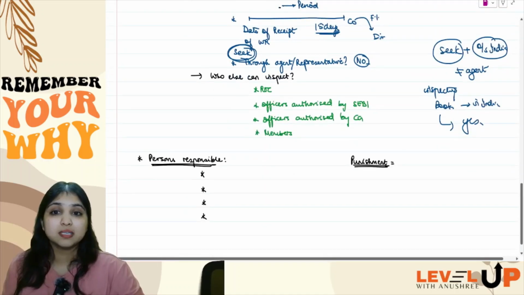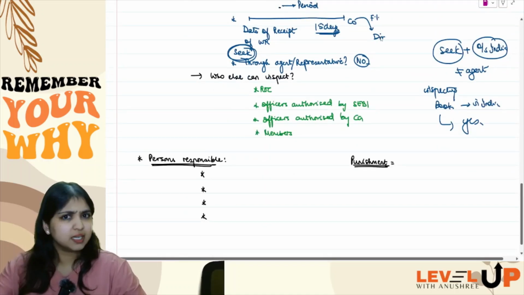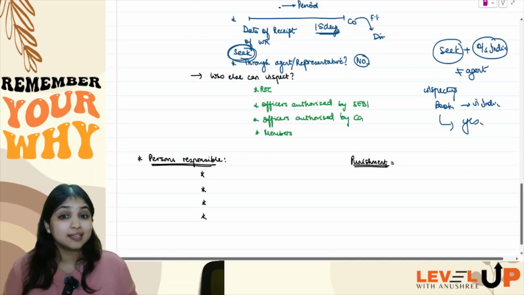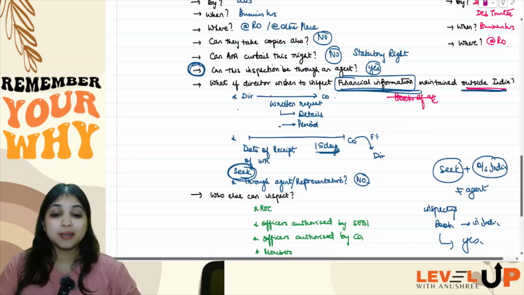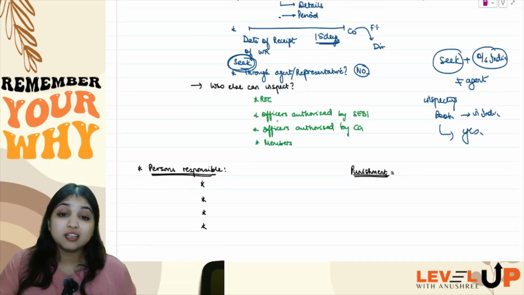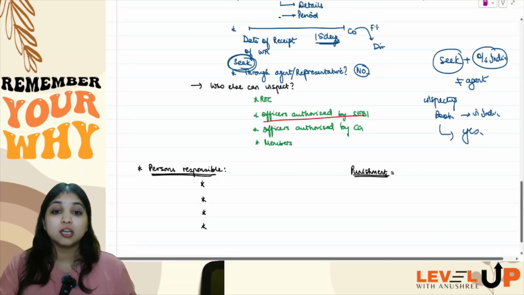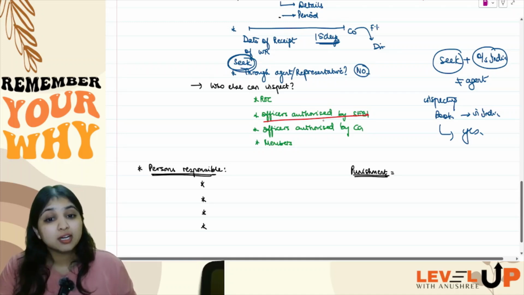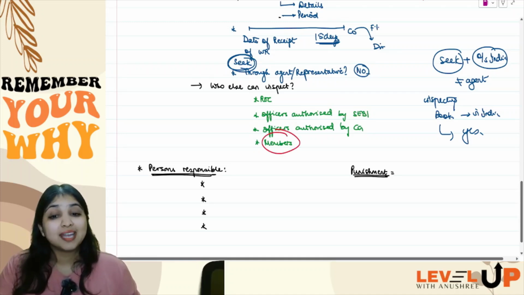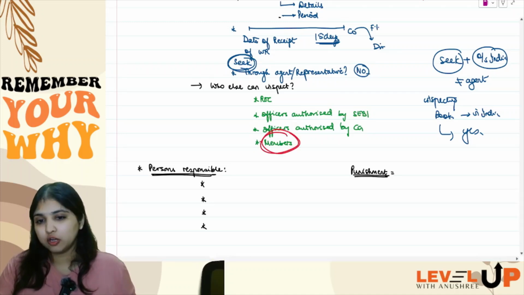And now comes my next point, who else can inspect? Directors can inspect, who else can inspect? ROC also can inspect, officers authorized by SEBI also can inspect, officers authorized by central government also can inspect, but can members also inspect? No.